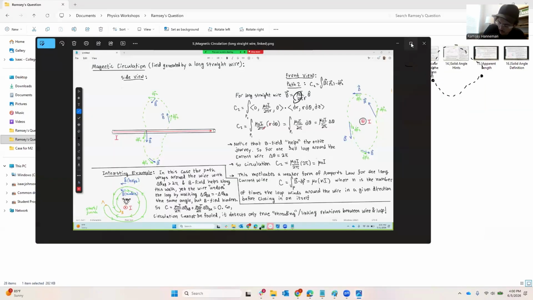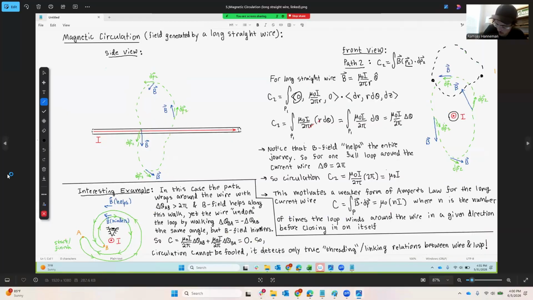All right, now we've got the only other possible situation, really, fundamentally, which is what if the loop surrounds the wire? So in this case, we do the exact same mathematics. Dot product works out exactly the same, and you end up with the circulation is just mu naught I over 2 pi times delta theta.